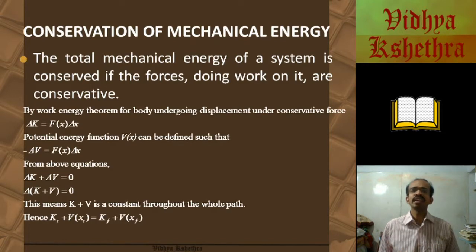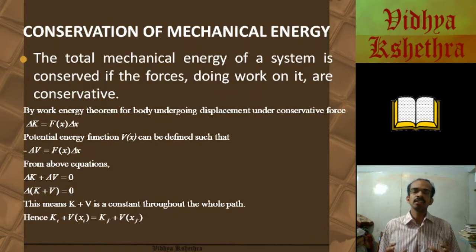Now, by work energy theorem, for a body undergoing displacement under a conservative force, delta K = F(x) delta x, and a potential energy function V(x) can be defined such that negative delta V = F(x) delta x. So from the above equation, we can see that delta K + delta V = 0, or delta of (K + V) = 0. This means K + V is a constant throughout the whole path.